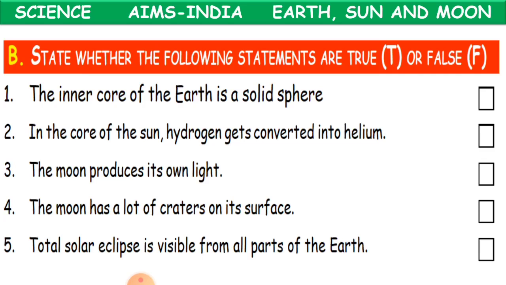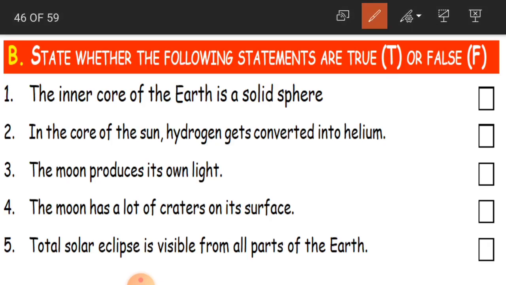Okay. Now here, state whether the following statements are true or false. You have to mention whether they are true or false. First statement is, the inner core of the earth is a solid sphere, that is round in shape. The inner core of the earth is a solid, round shaped object. So this is true.